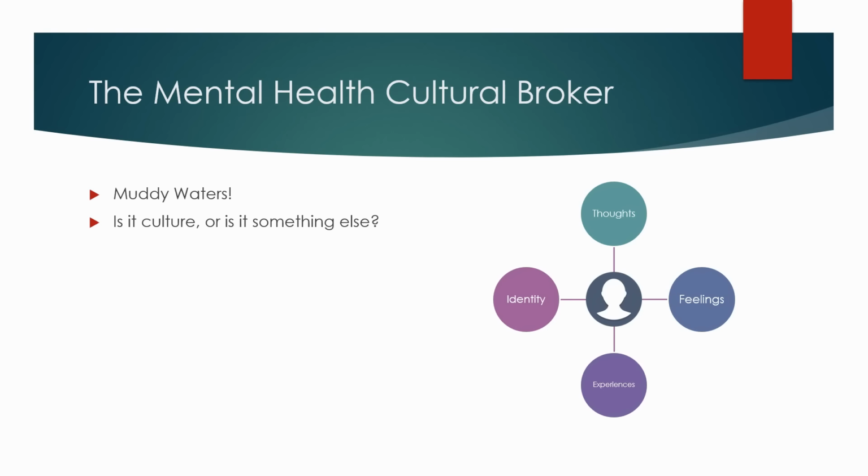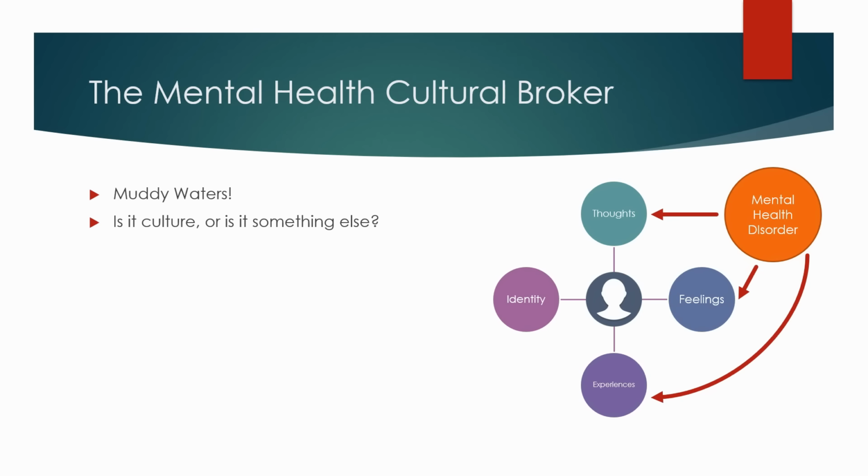But in the realm of mental health interpretation, there's something else that may be affecting the way that they are acting or the behaviors that they engage in, or even the thoughts or feelings that they have. And that is a mental health disorder. So, of course, a mental health disorder can definitely affect someone's thoughts, can affect their feelings, and it can affect their experiences. But also, a mental health disorder, especially if it's a chronic mental health disorder, can affect someone's identity. Someone's mental health disorder might be so central to their identity that it's just part of who they are in their eyes.